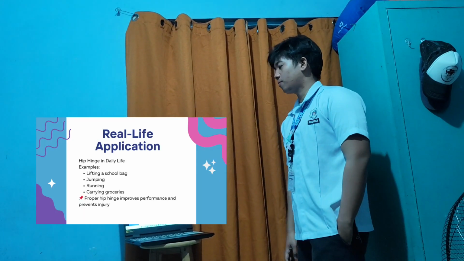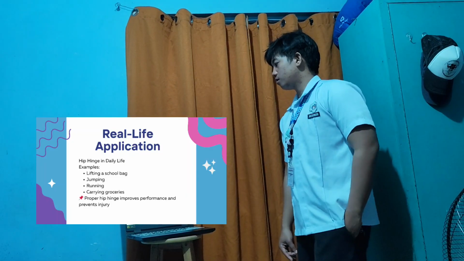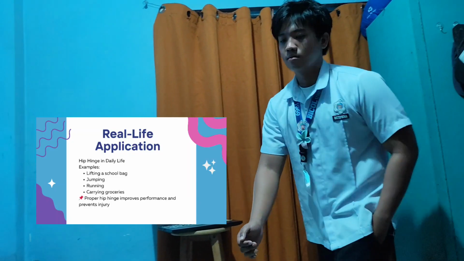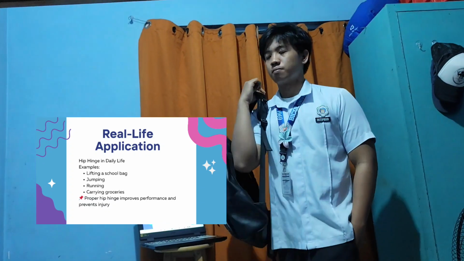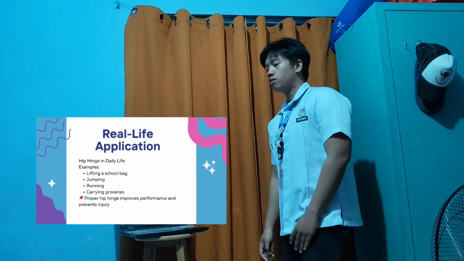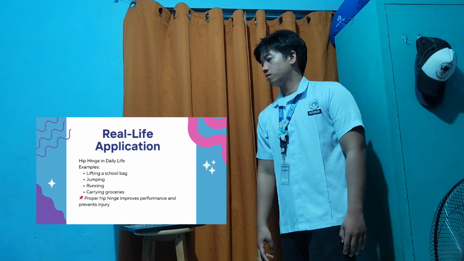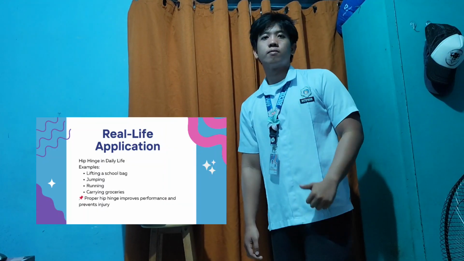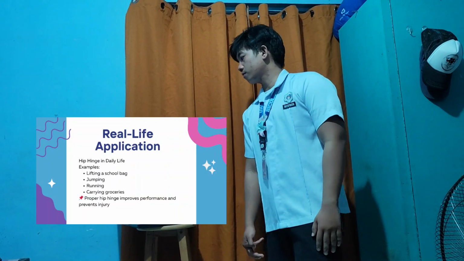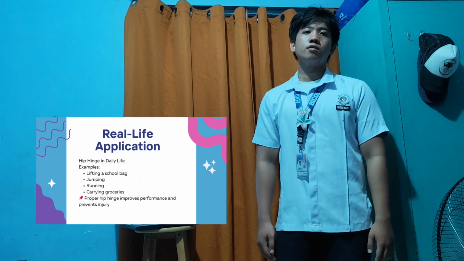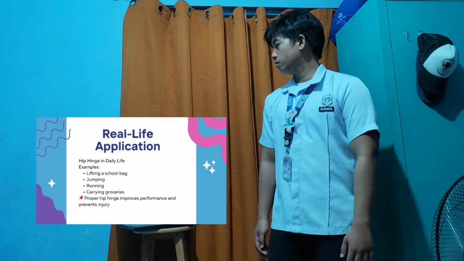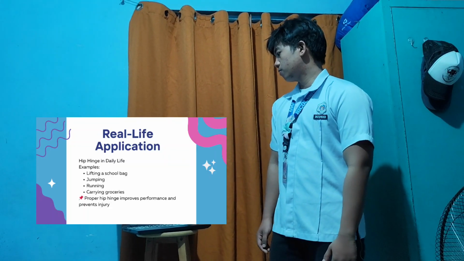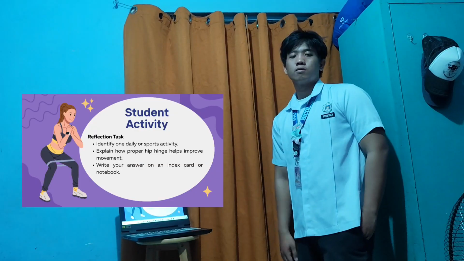Here are the real life application. Hip hinge in daily life. Examples: lifting a school bag. Second one is jumping. Third one, running. Lastly, carrying groceries. Take note of the following. Proper hip hinge improves performance and prevent injury.